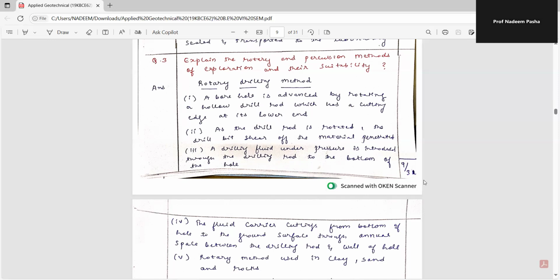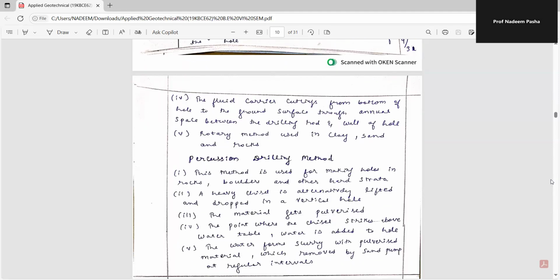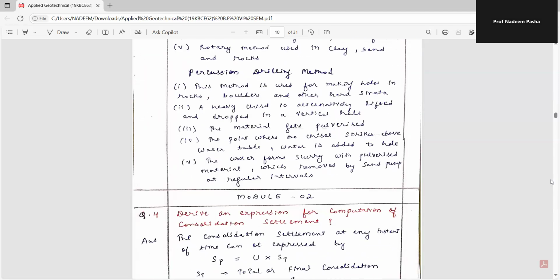The fluid carries cuttings from the bottom of the hole to the ground surface through the annular space between the drilling rod and the wall of the hole. A rotary method is used in clay, sand, and rocks. Percussion drilling method: this method is used for making holes in rocks, boulders, and other hard strata.